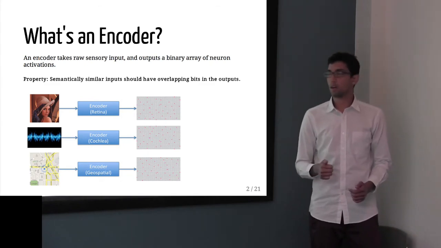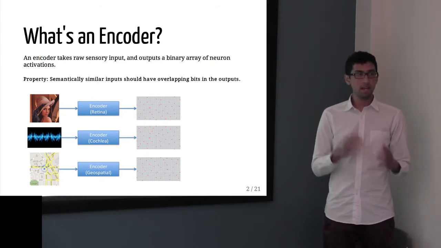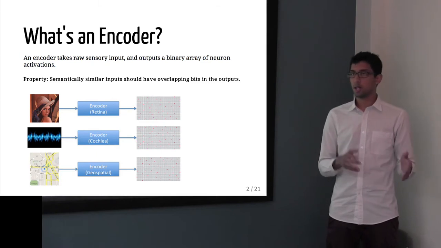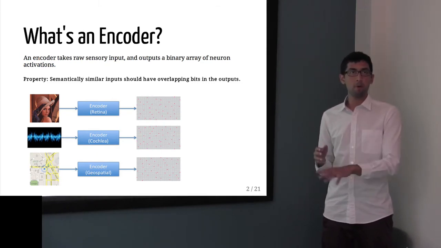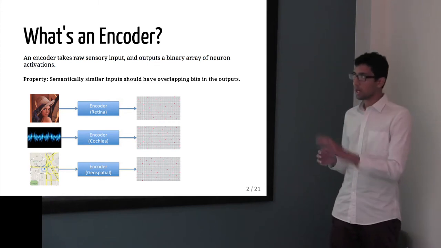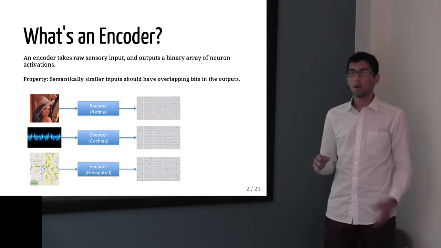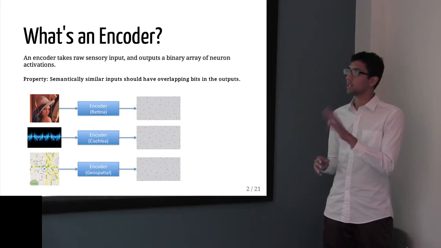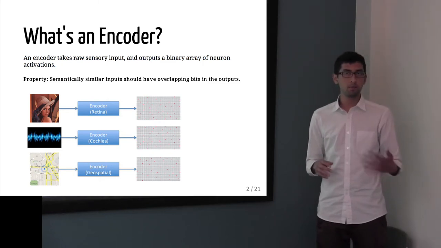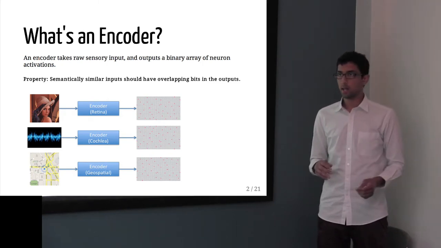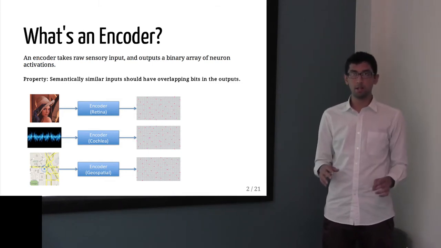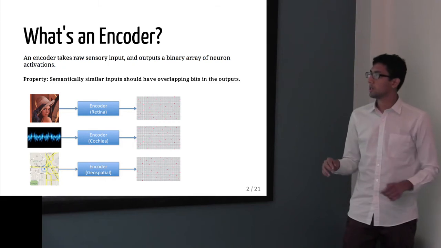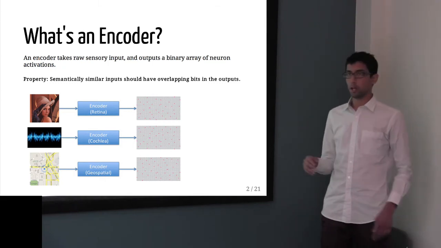The important property of encoders is that semantically similar inputs translate into overlapping bits in the output representations. And I'll explain that a little bit more. But really, the reason that property exists is to speed up the learning for the CLA, so it can generalize between semantically similar inputs easily. This is just a property to speed up learning.